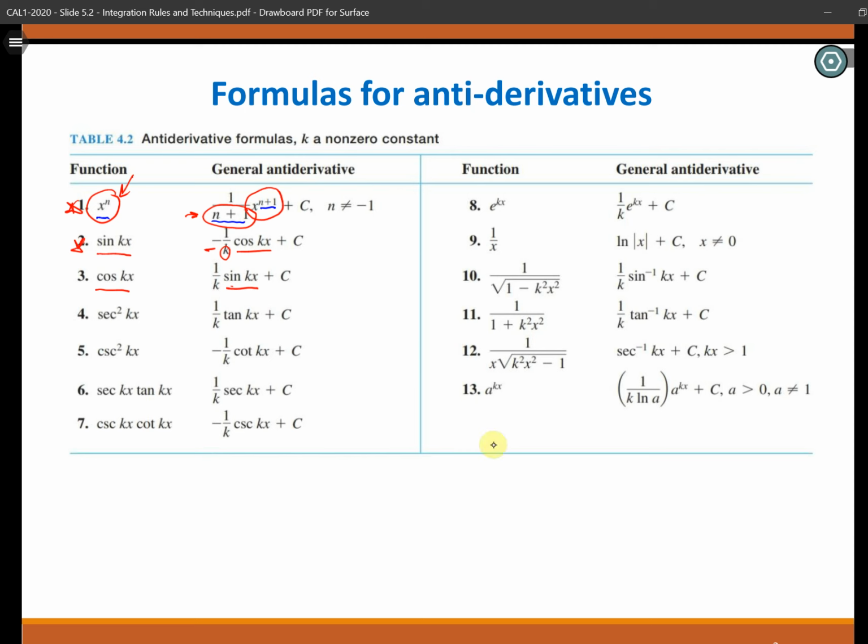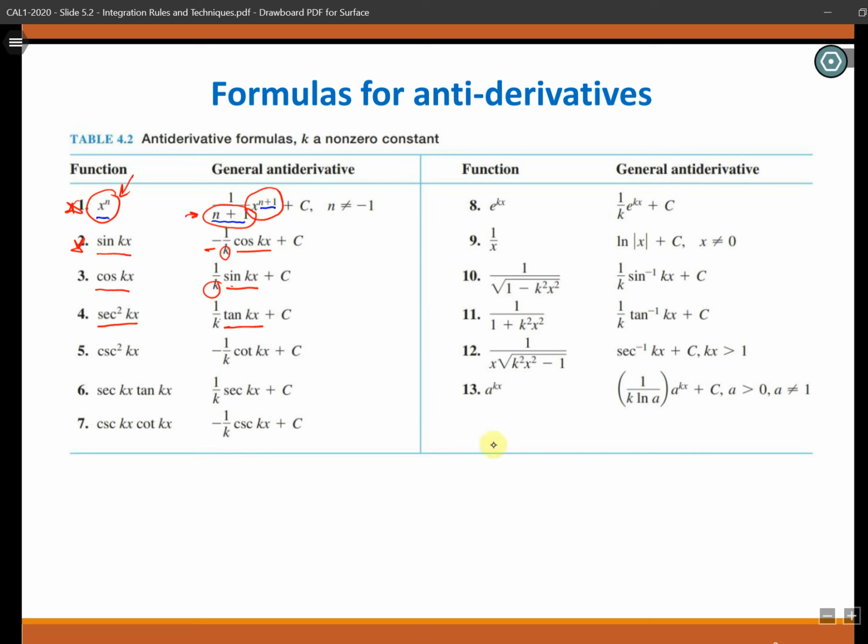Alright, so with this k, it's there to cancel with the k from the inside, which is going to come out due to the chain rule. Same thing as number 2. Alright, so next, secant square kx. What do I need to diff in order to get secant square? And I think back about the differentiation formulas. I know that I have to diff tan. I diff tan, I get secant square. So tan is going to be right here. I need to diff tan in order to get secant square.